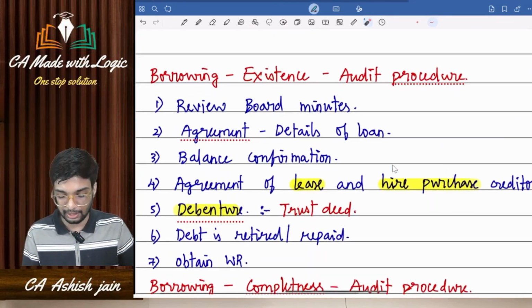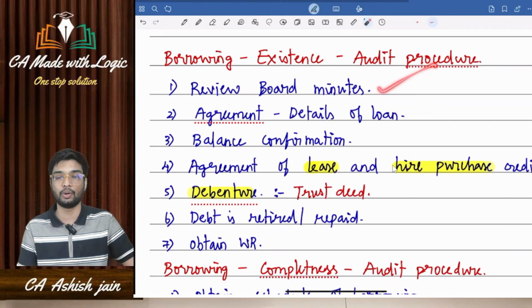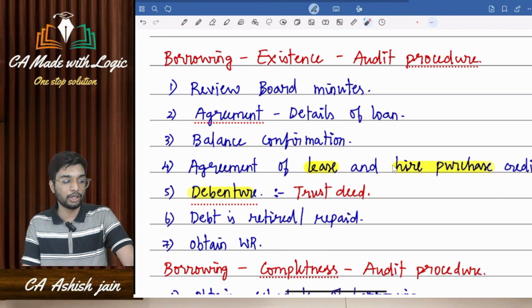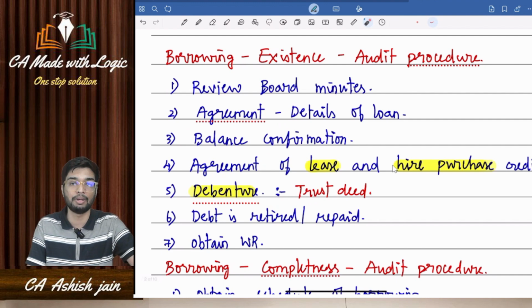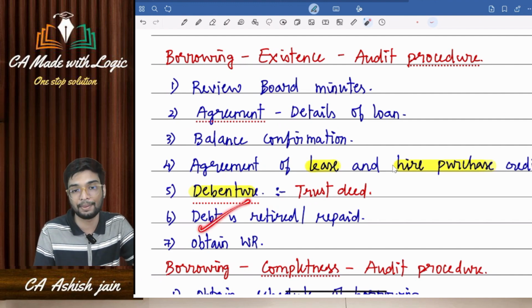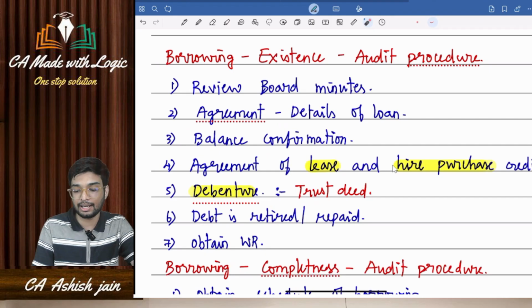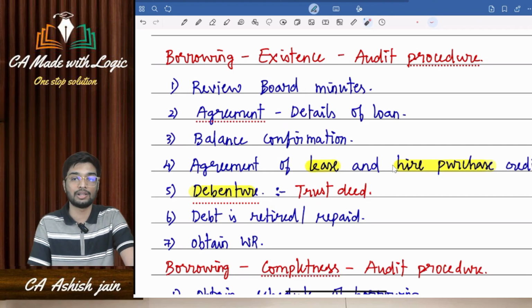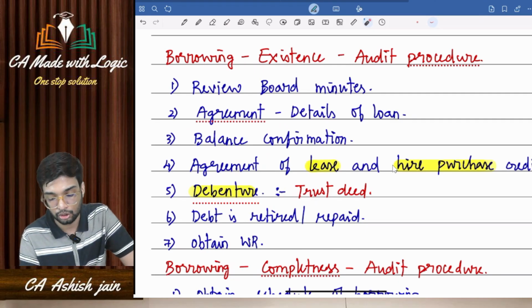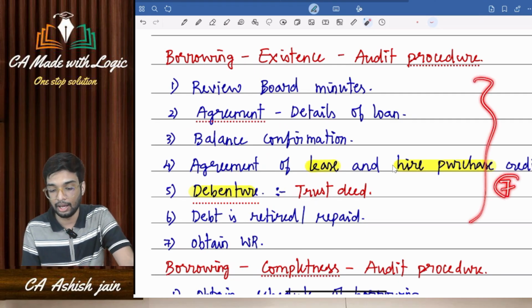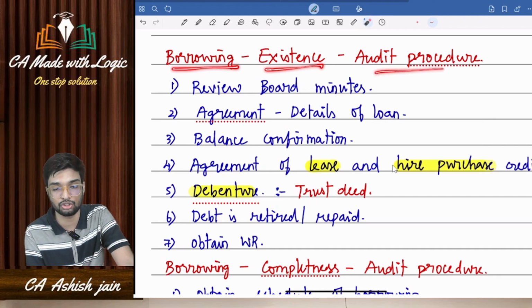So first, the auditor will review the board meeting minutes. He will obtain the loan agreement, balance confirmation will be done, and the agreement related to lease or hire purchase. For debentures, he will obtain the trust deed and read all the terms and conditions. If the debt is retired or repaid, the auditor will check whether all the charges have been waived or not. Then he will obtain written representation as well. So these are the total 7 points related to borrowing, existence, audit procedure.